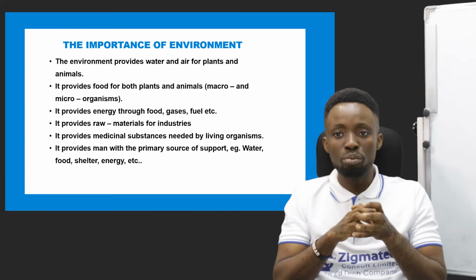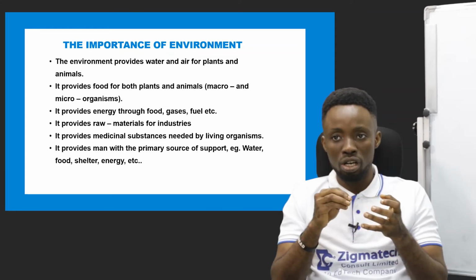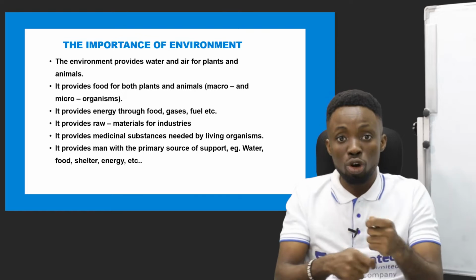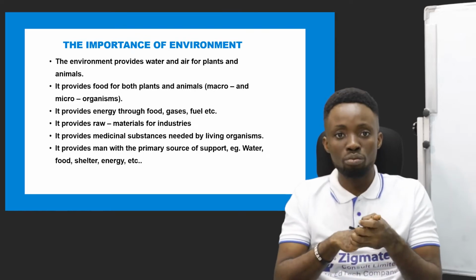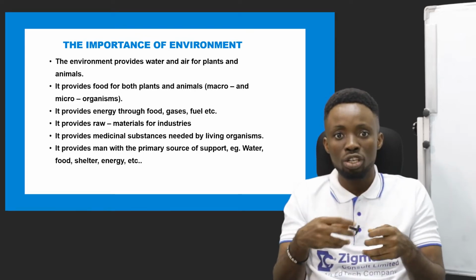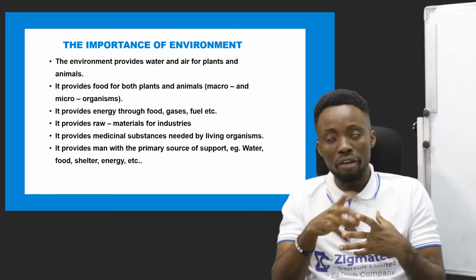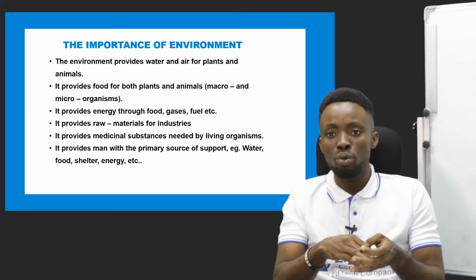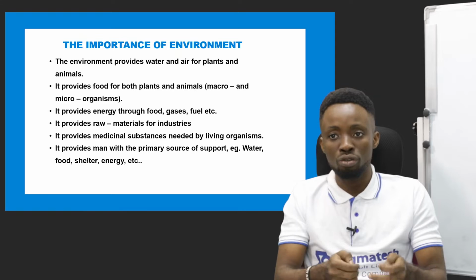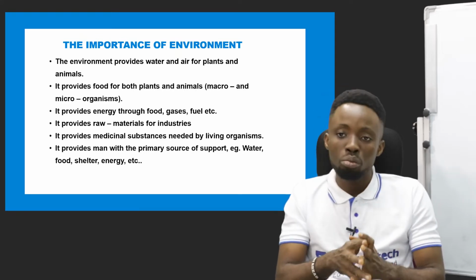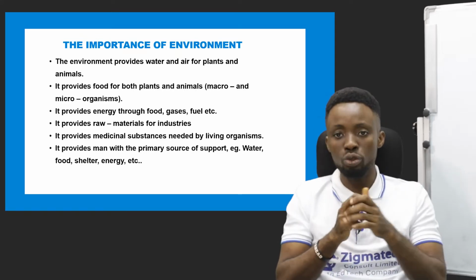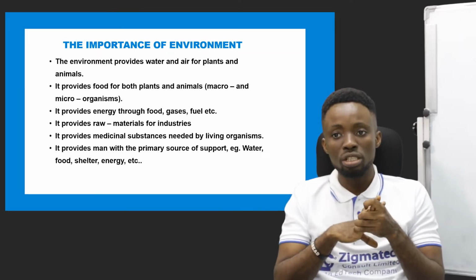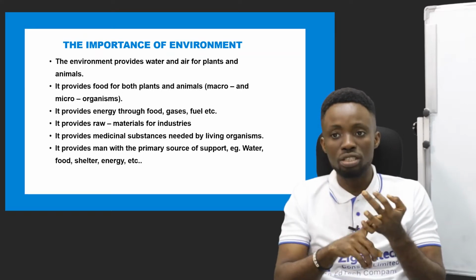Also, the environment provides food for us, through what we call producers, where we have macro or microorganisms getting food directly from the sunlight. So it's only possible in the environment where we can easily get food for both plants and animals through the food chain. And the environment provides us with energy through things like food and gases or fuel.